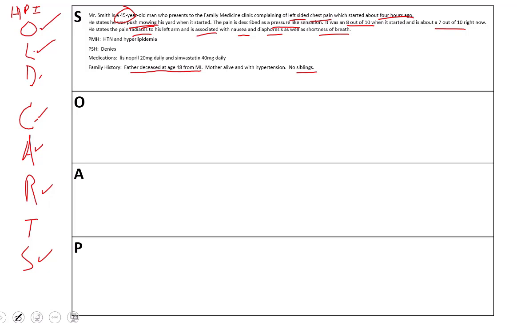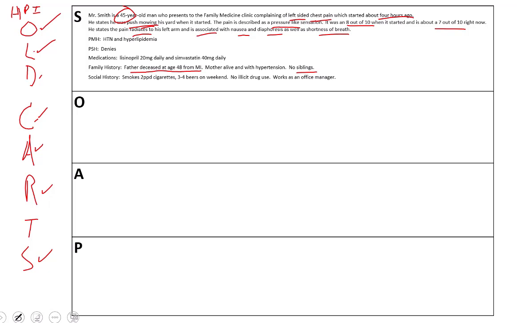So without doing an exam, running any tests, we already have a good idea of what could be occurring with the patient. Could this be something else? Absolutely. But does this sound like an acute MI? Absolutely.